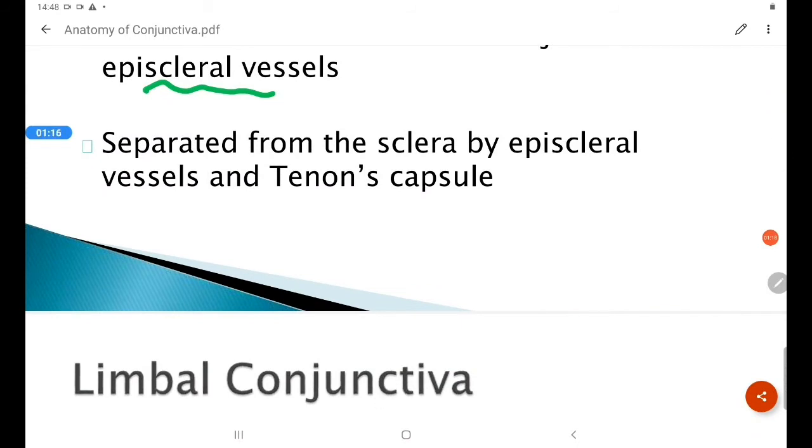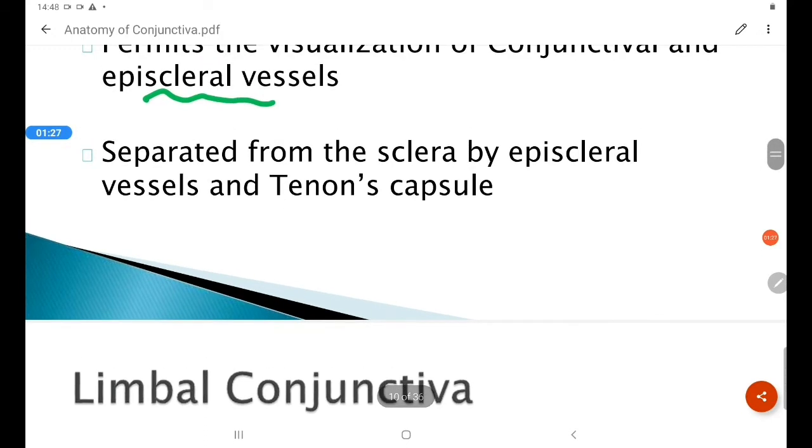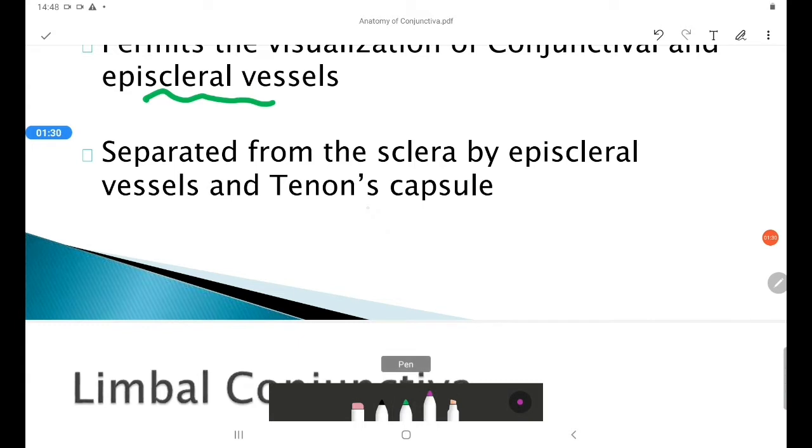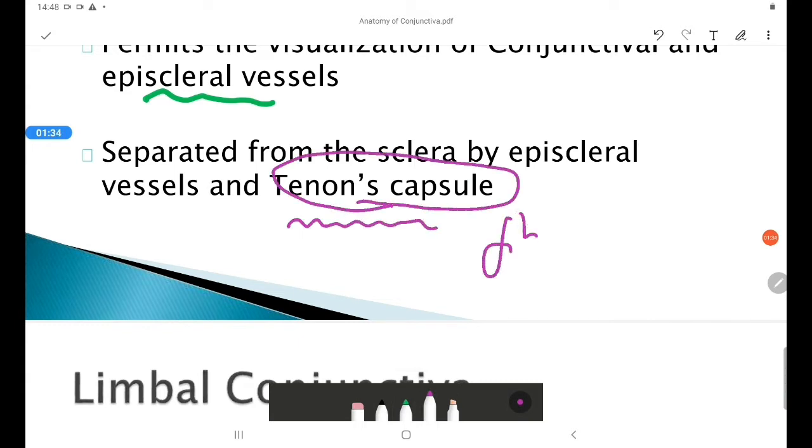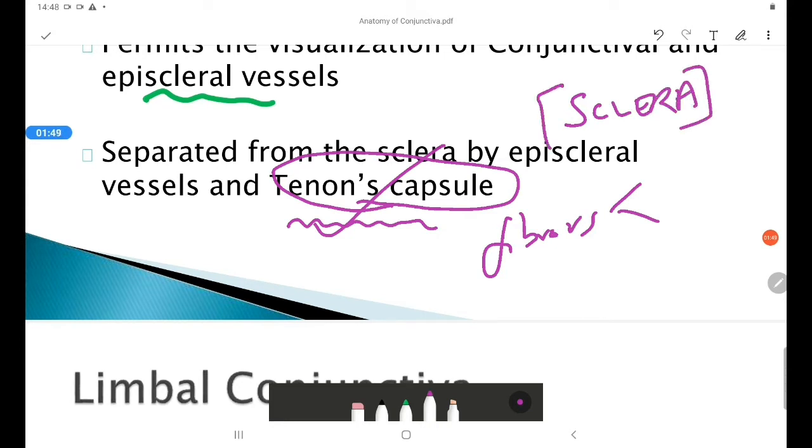Now the separation of the sclera from the scleral conjunctiva is by a capsule which is called Tenon's capsule. Now this is a very soft fibrous tissue, which is again important when you do the surgery. We have to ensure that the Tenon's is separated over the sclera, and it is on the bare sclera that the incision for SICS is made.